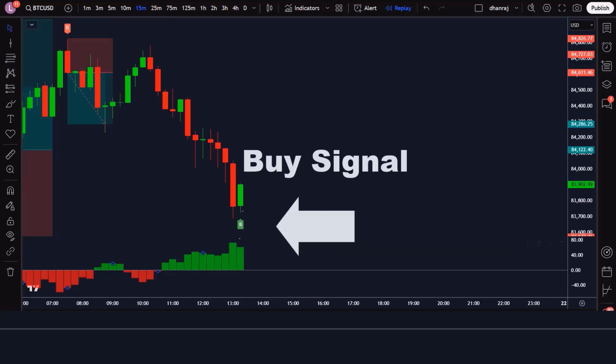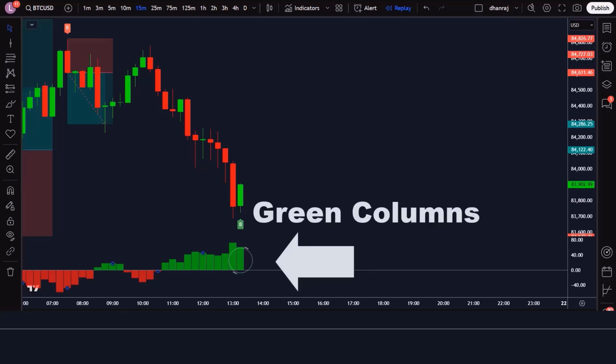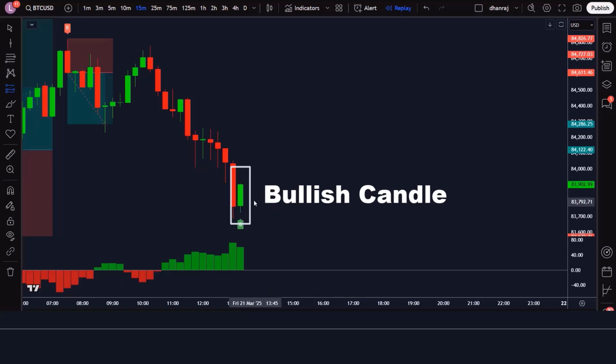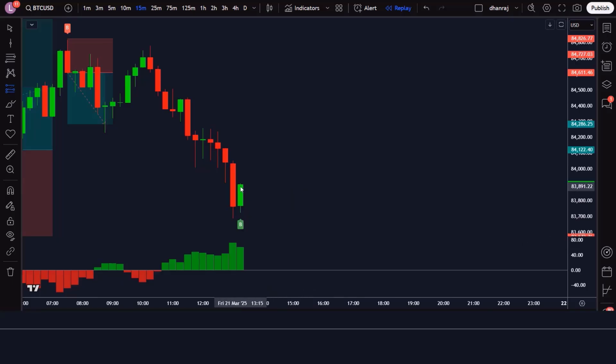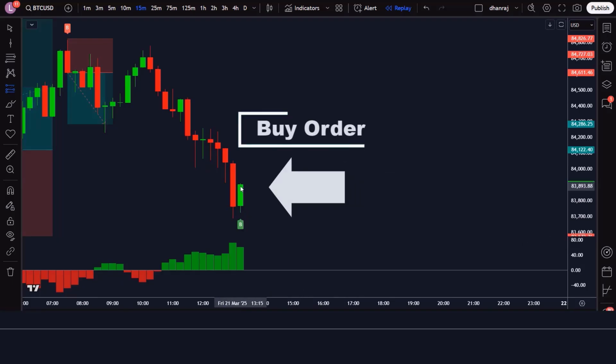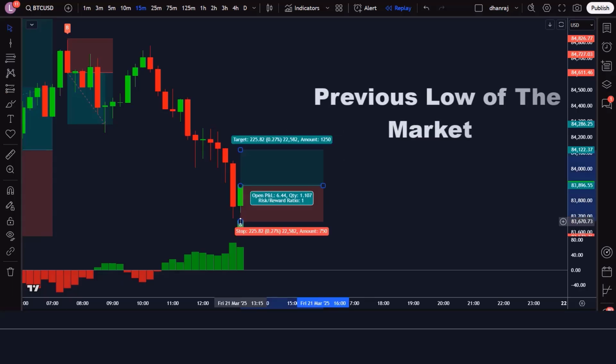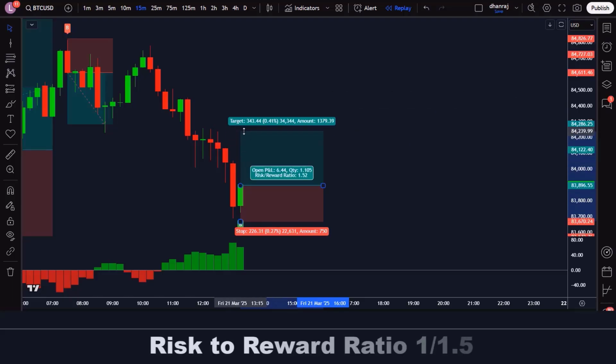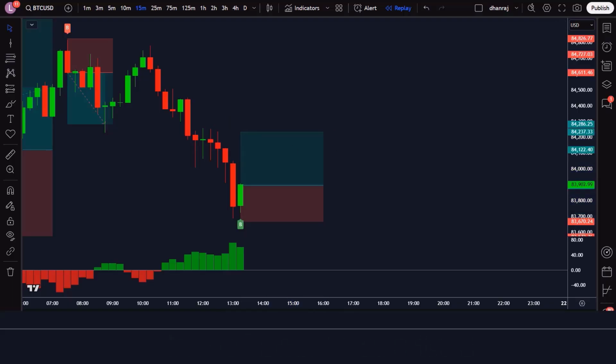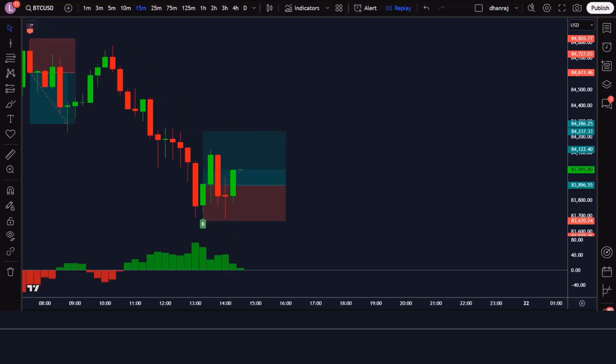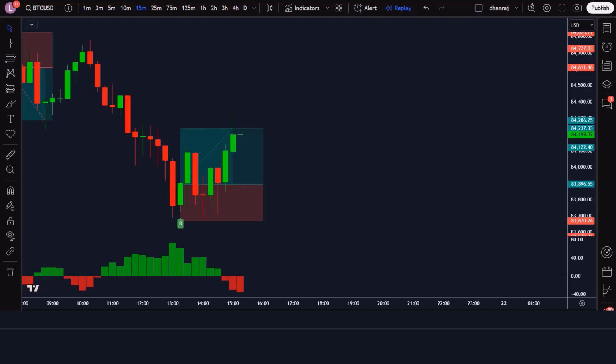Here the Bollinger Band's deviation indicator gives us a buy signal. Here the absolute price oscillator green comes. Here the market has made a bullish candle to give confirmation. So all our conditions are being fulfilled, so we are placing an order to buy. Our stop loss is to be placed at the previous low of the market. And the risk to reward ratio will be 1:1.5. Let's see what happens to our trade. We have won this trade.